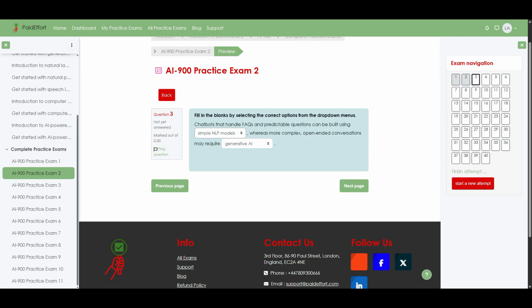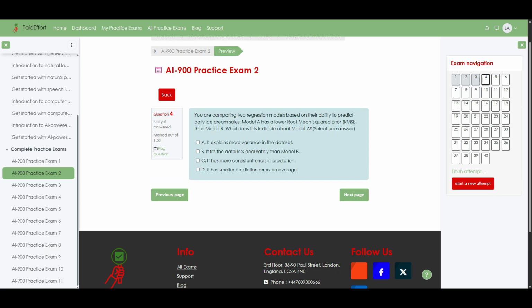For example, speech recognition is about converting voice to text, not about the language model itself. Rule-based logic is static and doesn't adapt or generate responses. And image classification and object detection belong to the vision domain, not natural language processing. So, when choosing between models, it really comes down to the complexity and variability of the conversation you expect your chatbot to handle. You are comparing two regression models based on their ability to predict daily ice cream sales.